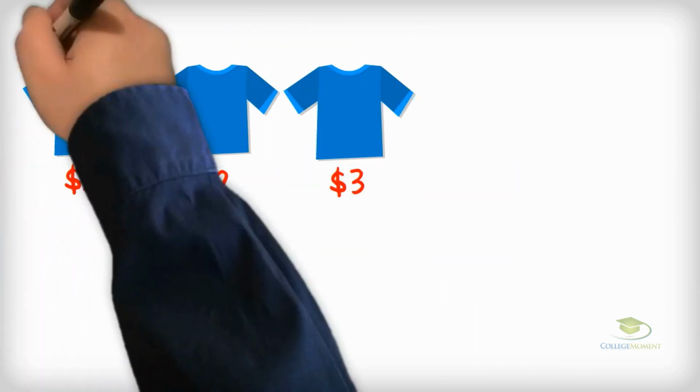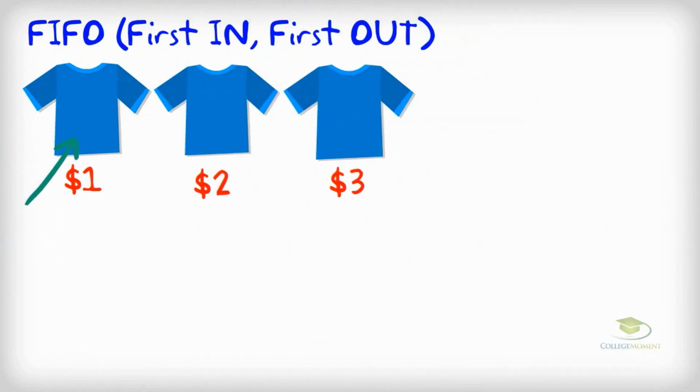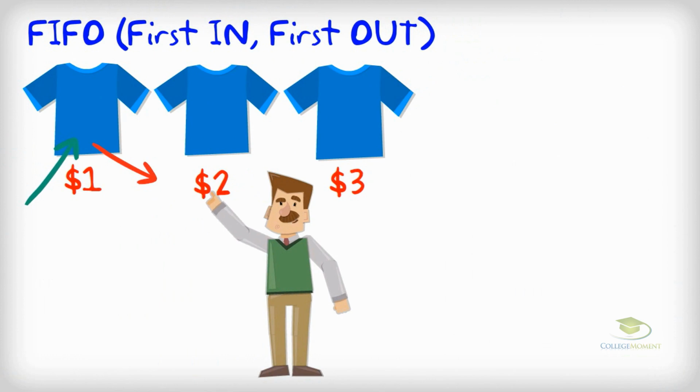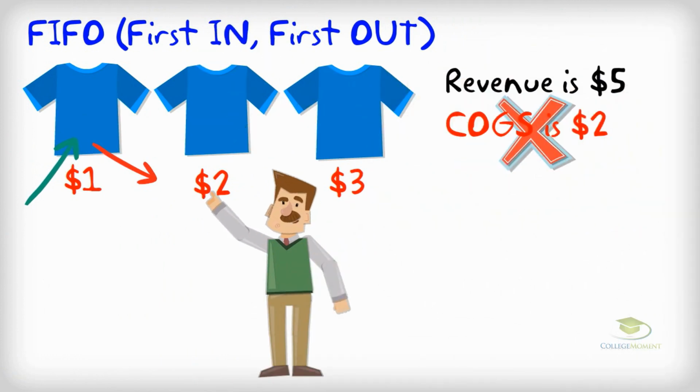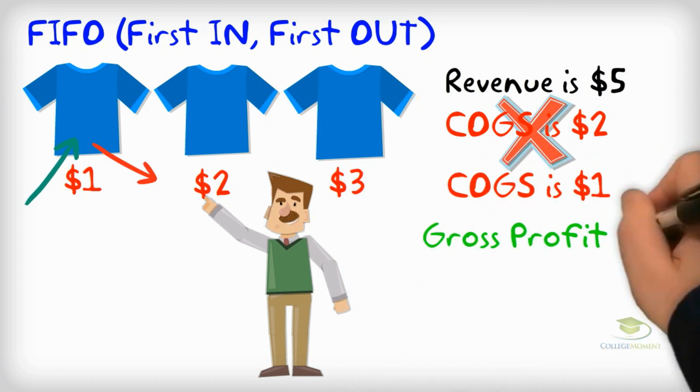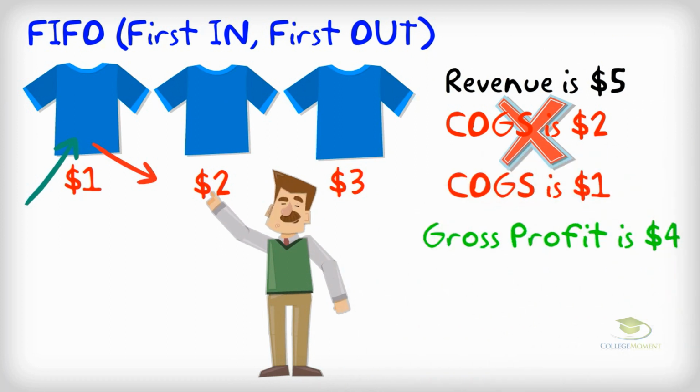Under FIFO, first in, first out, we assume that whatever we bought first is the first to be sold. Let's say this guy picks up the second shirt. The revenue is $5, but the cost of goods sold is not $2 because we do not care which shirt he picked. We only assume he picked up the first one we bought. The cost is $1 and the gross profit is $4.